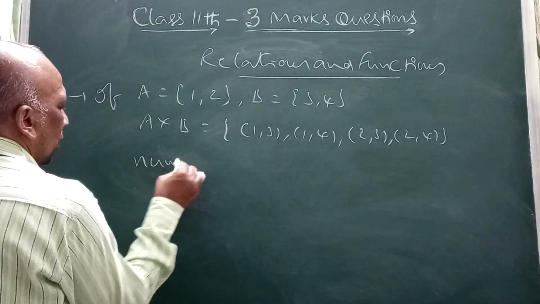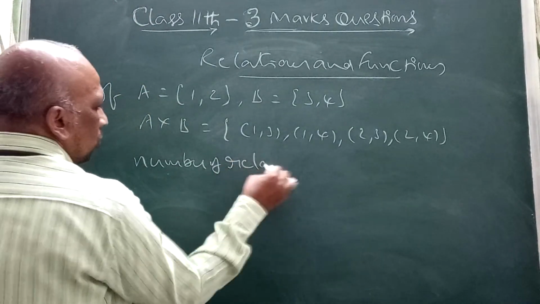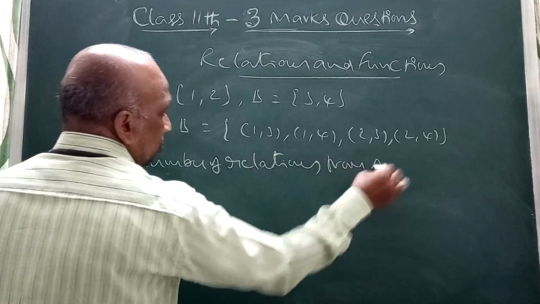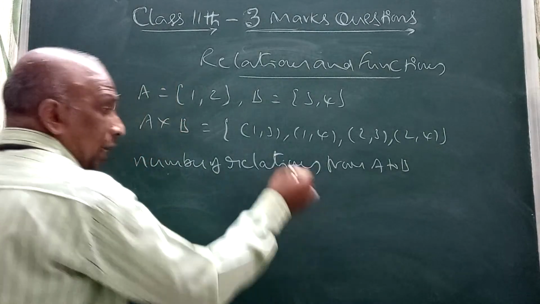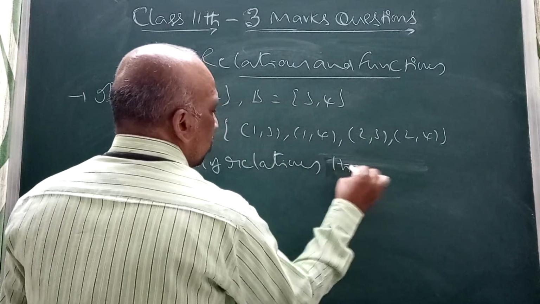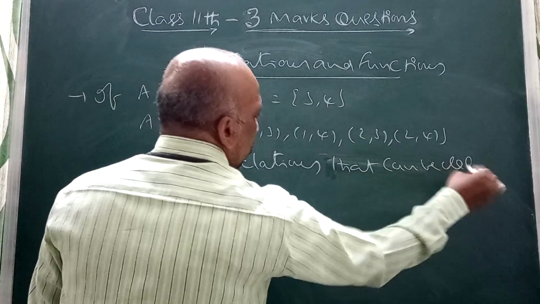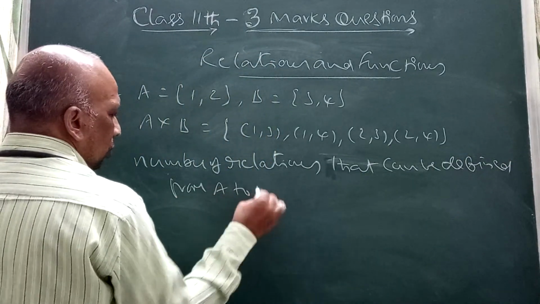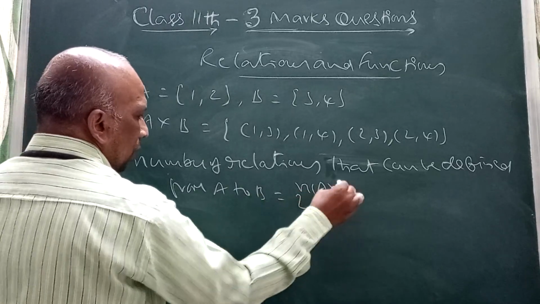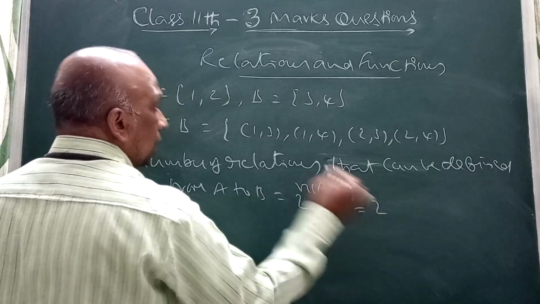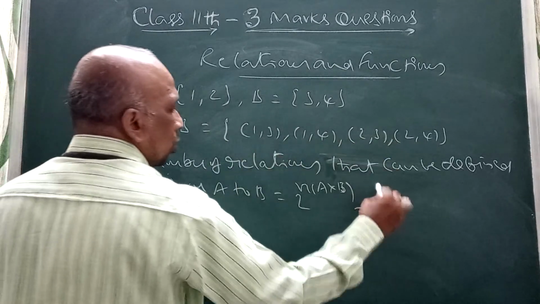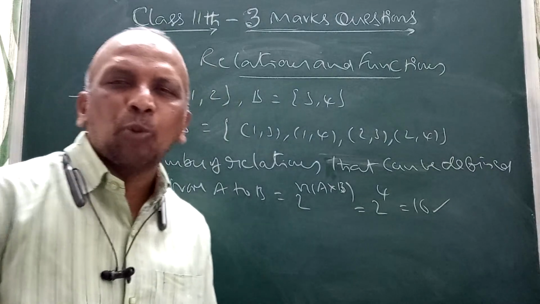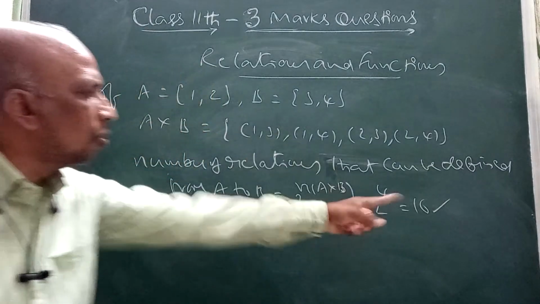Number of relations that can be defined from A to B is equal to 2 to the power of n of A cross B, right? What is n of A cross B? There are 4 elements, so 2 power 4, which is 16. Number of relations that can be defined from A to B is 2 power n of A cross B, 2 power 4, it will be 16.